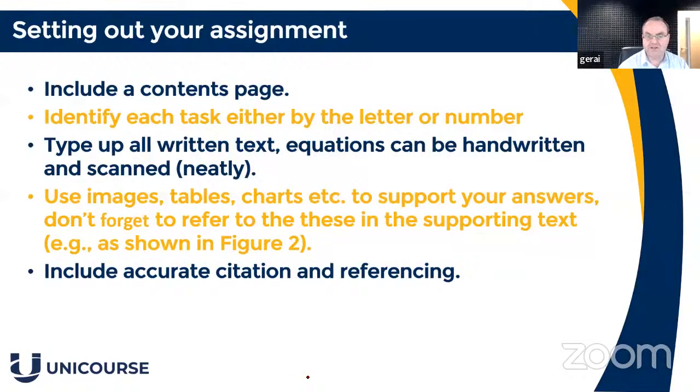If you're going to use images to help explain or support your answers, you need to refer to those images in the text. For example, if you put an example in figure 2, a nice drawing, put in the text, this can be clearly seen in figure 2 below, so that you link the text and the images. Otherwise, it has no purpose of being there. And don't forget to include accurate citation. That means stating where the reference was used in the particular part of the work, and having a very precise reference listing so that you're not accused of plagiarism in any way.